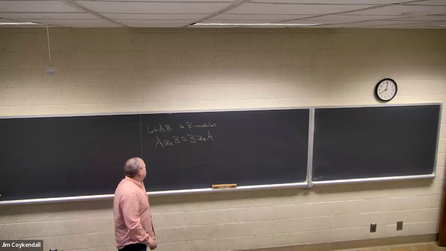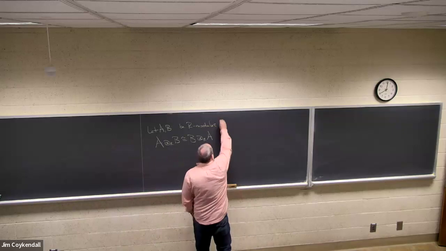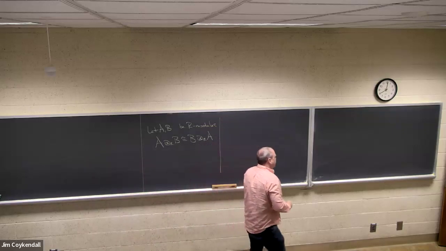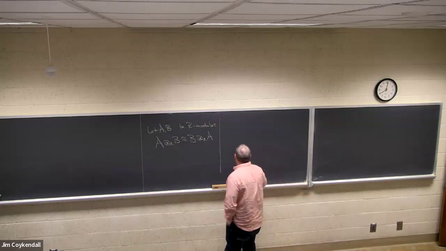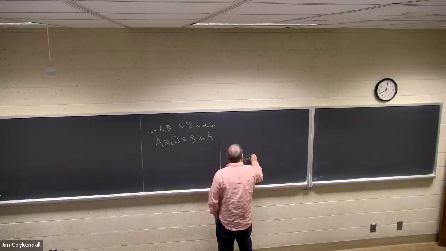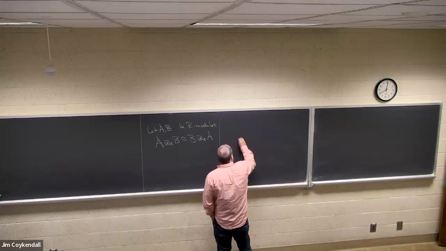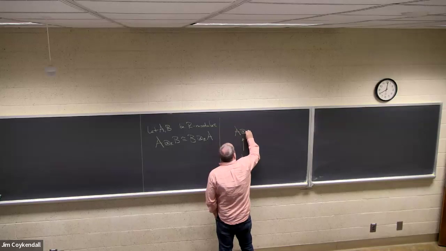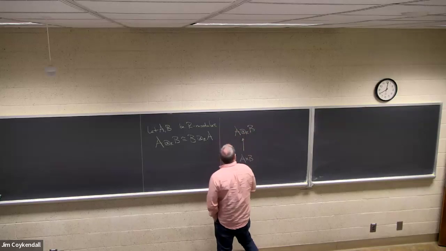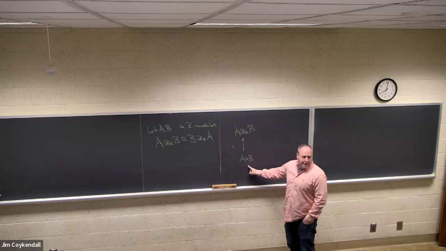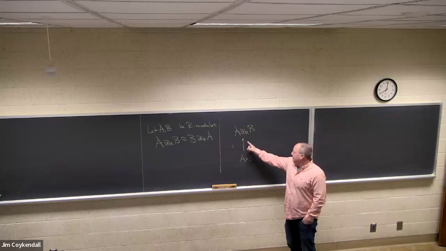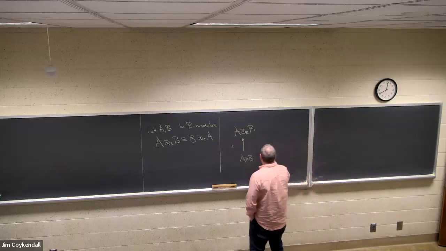That's right. But let's be careful about this. So we do our usual diagram here. This is, of course, the map that takes the ordered pair (A, B) into a tensor A⊗B.